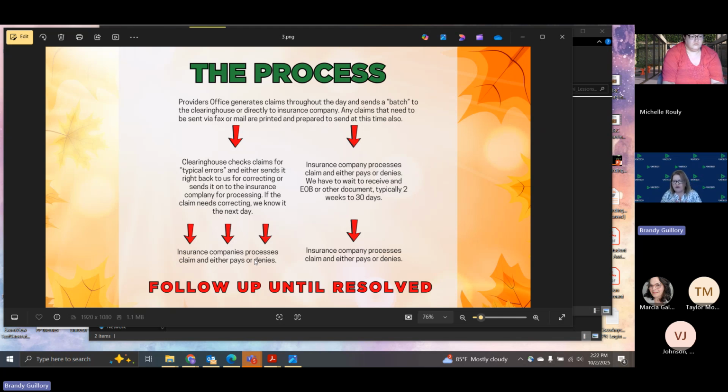So we use the word resolved instead of, I say resolved instead of paid. We're getting it figured out, right, to a resolution.